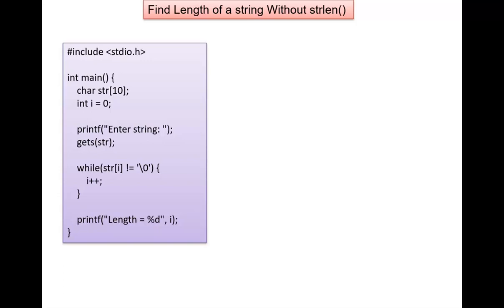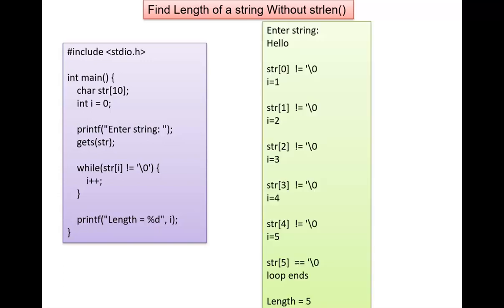Inside the while loop, I check str of i not equal to null. So until str of i is equal to null, I am incrementing i. Coming out of the loop, I print the length of the string, which is i. For example, if my string is hello, the while loop is traced as follows.